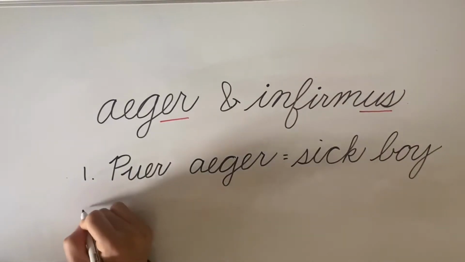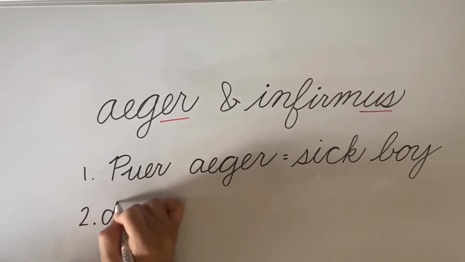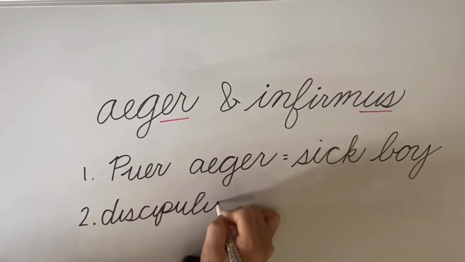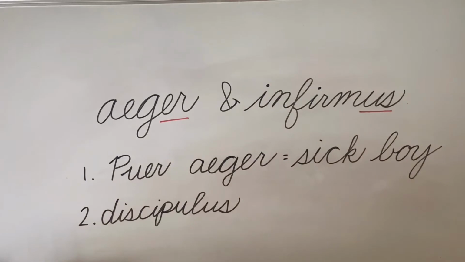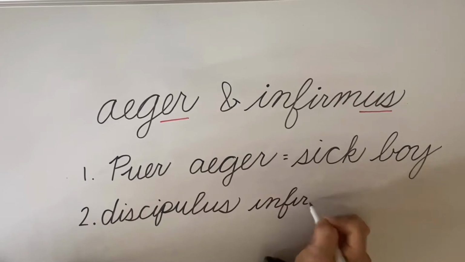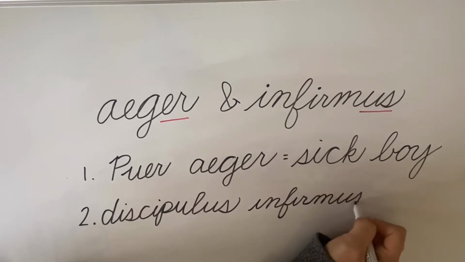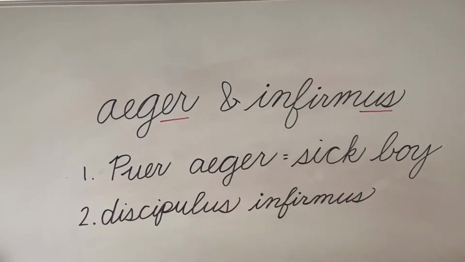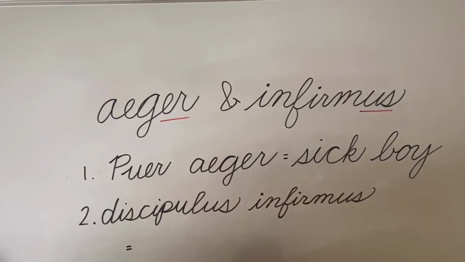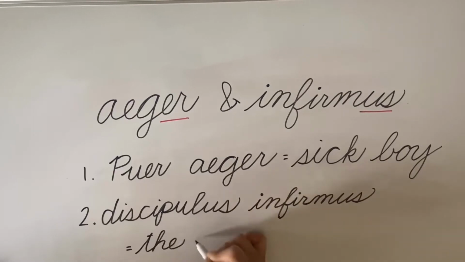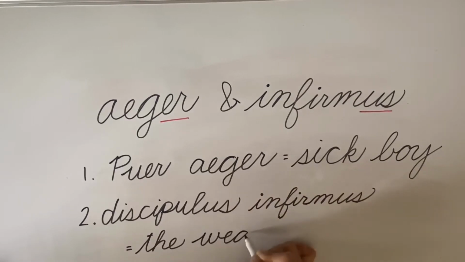Okay? Take a look at this sentence. Discipulus infirmus. Discipulus infirmus. This means the weak boy student. The weak boy student.